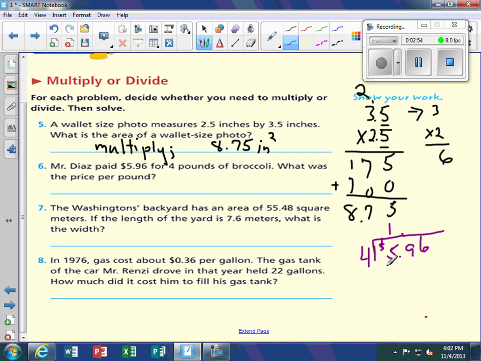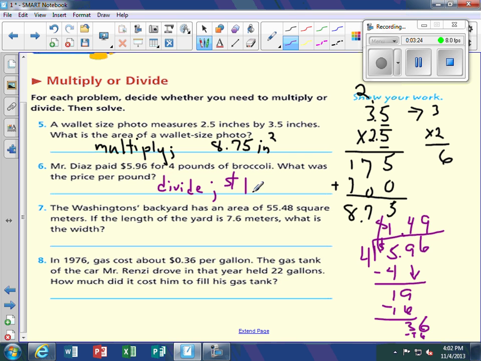4 goes into 5 once. And subtract 1 and 9. Bring the 9 down. 4 times 4 is 16. Subtract 3. Division and subtraction go together, and your last digit is a 6. That goes in there evenly. Subtract with no remainder, and your answer would be to divide. And the answer is $1.49 per pound.